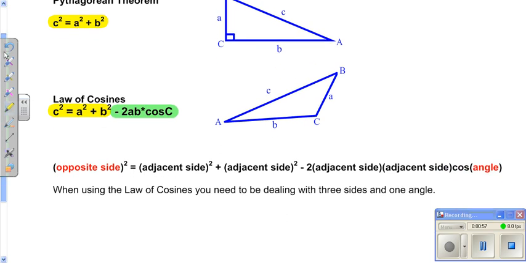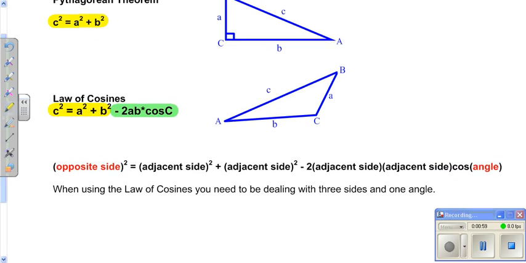Now, in general, you'll notice that we have angle C here, and then side C goes over here. So whatever your angle is, the opposite side goes on the other side of the equal sign. Then the A and the B are the two sides that are next to your angle. So those are your adjacent sides. And that's what we have here, here, and then in these two spots. So in general, this is your law of cosines.